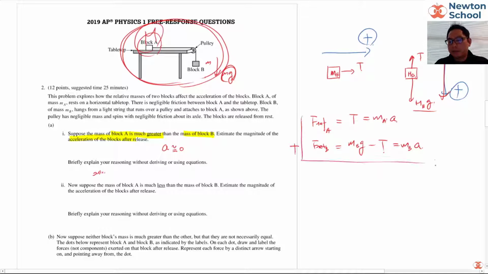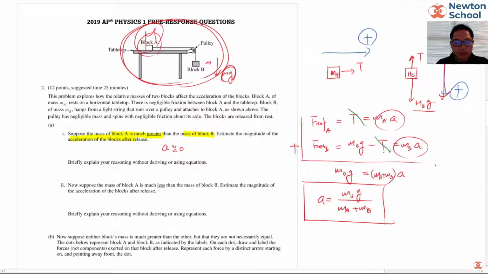If you add them, the tension will cancel out. That means this is an internal force. If you look at the two blocks as a system, then you have m_B g on the left, equals, if you add these two, you can factor a out. Then you can write m_A plus m_B. So acceleration will be m_B g over m_A plus m_B.